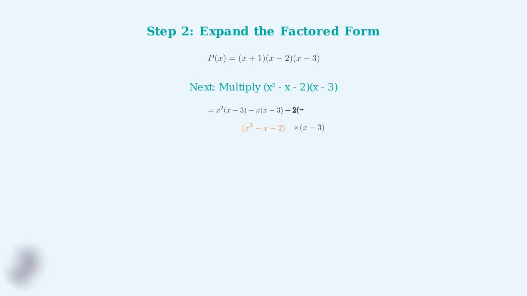I distribute each term in the first polynomial to each term in the second polynomial. This gives us x cubed minus 3x squared minus x squared plus 3x minus 2x plus 6. Combining like terms, -3x squared minus x squared gives -4x squared, and 3x minus 2x gives positive x. Our final result is x cubed minus 4x squared plus x plus 6.